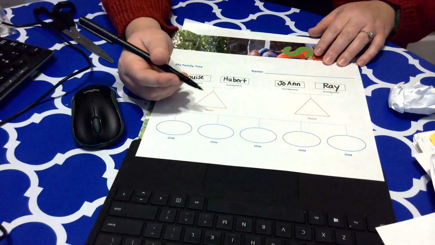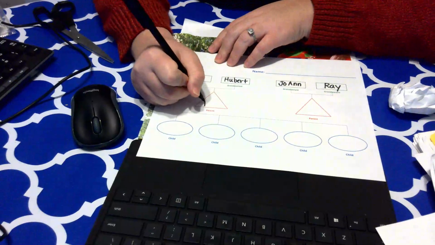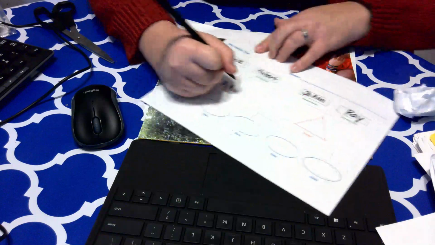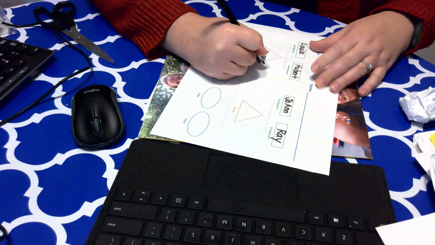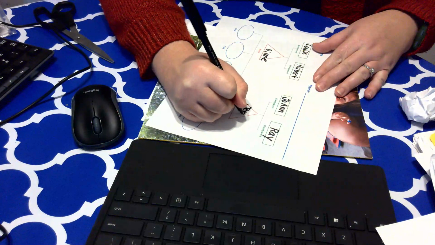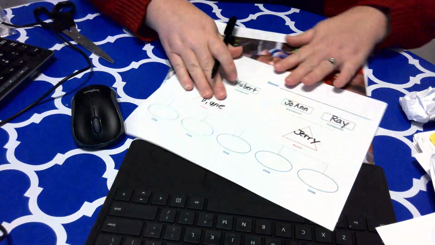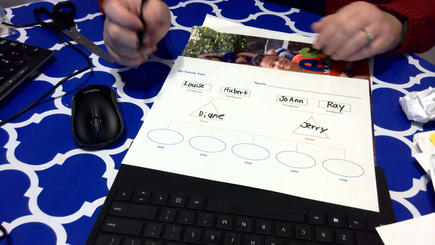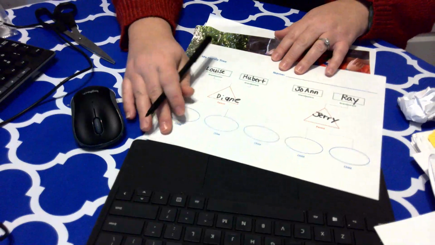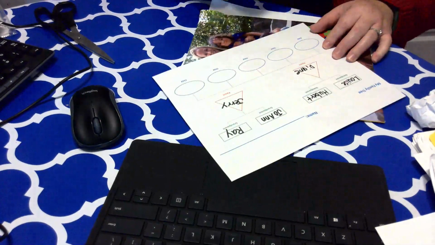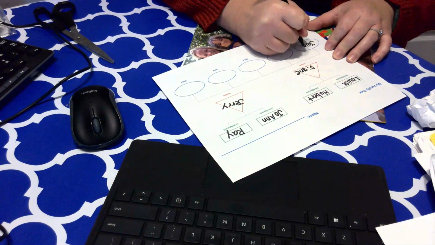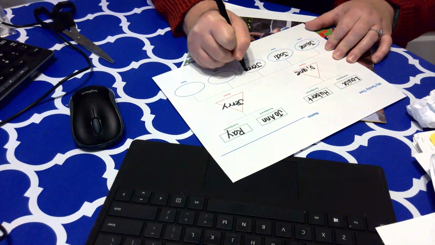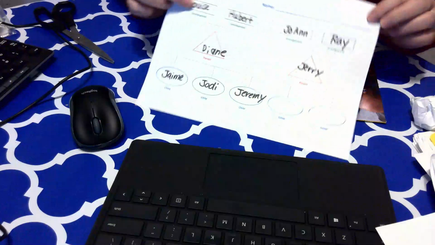And then my parents, Louise and Hubert, had my mom, Diane. It's hard to write upside down, hold on. And then my grandparents had my dad. Okay? And then we would put my name and my brother and my sister's names: Jamie, Jody, Jeremy, and then you have your whole family.